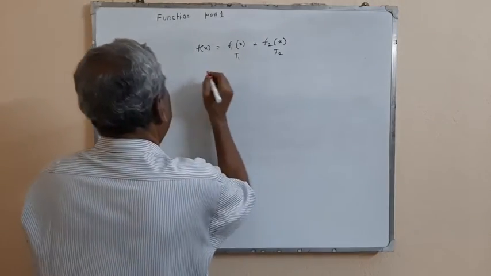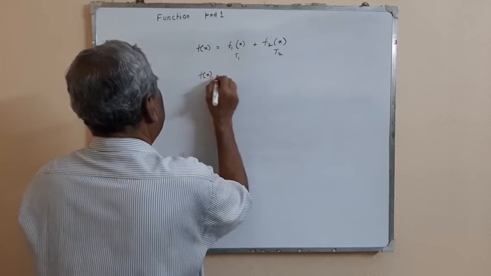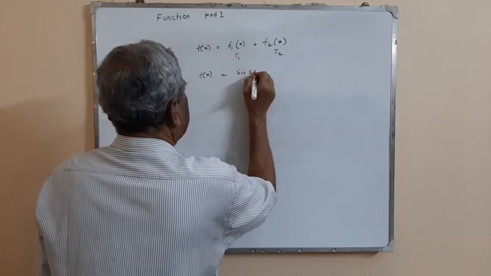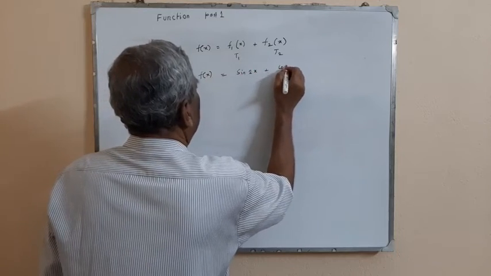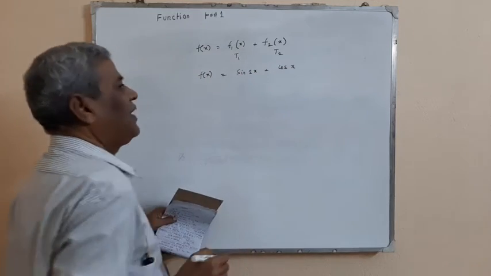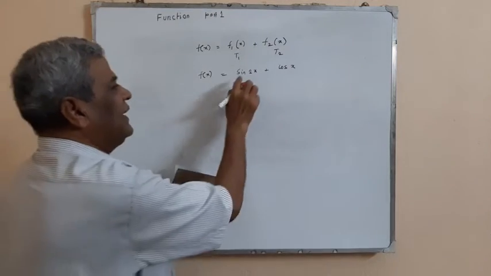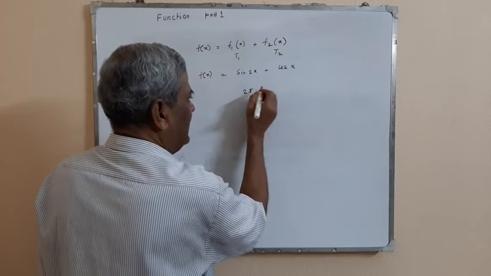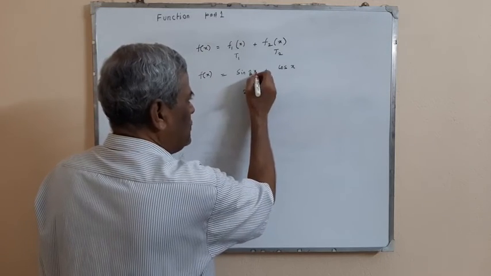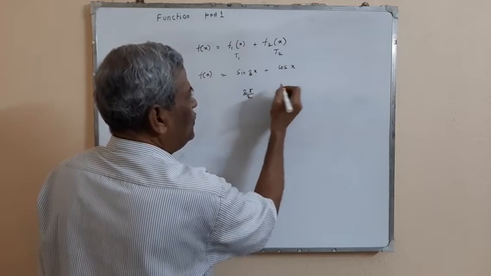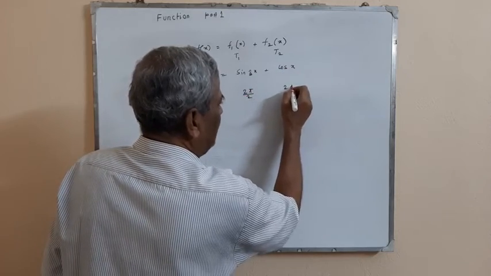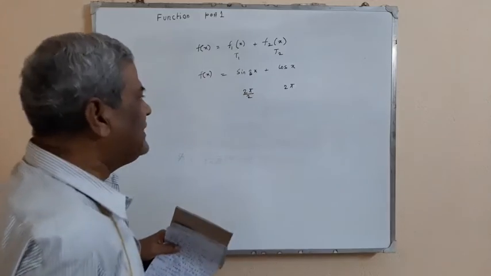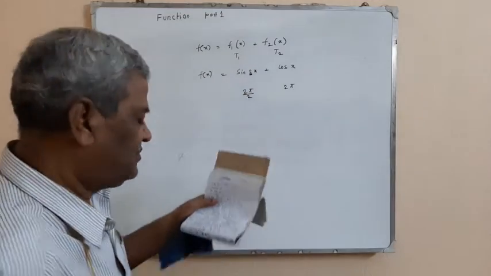Like say f(x) is equal to sine of 2x plus cos of x. Both are periodic. For the sine function, the period is 2 pi divided by the coefficient of x, that is 2, so its period is pi, and the period of cos x is 2 pi. So pi and 2 pi, their LCM is 2 pi.